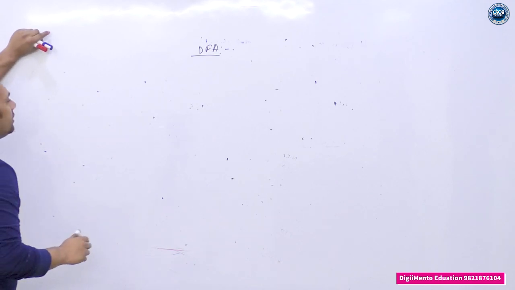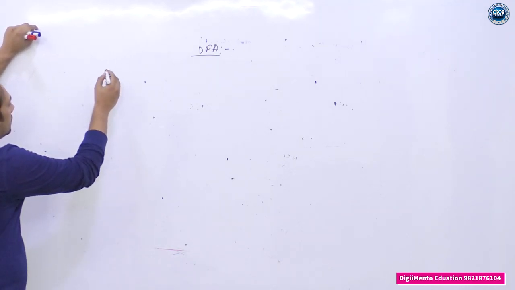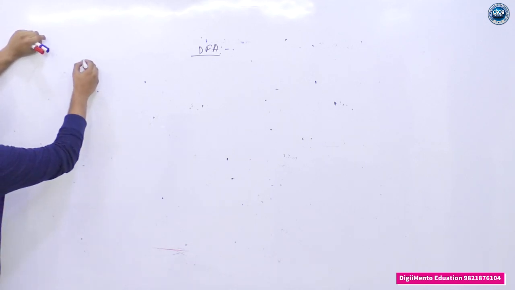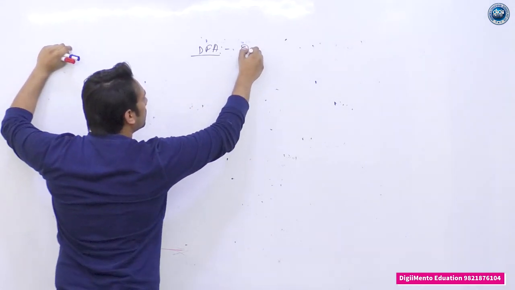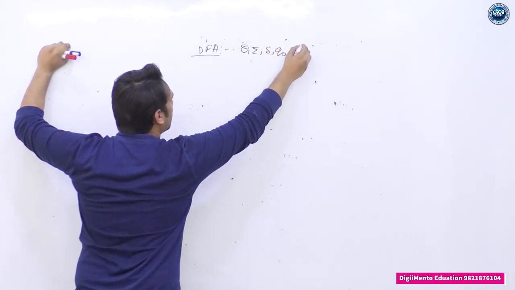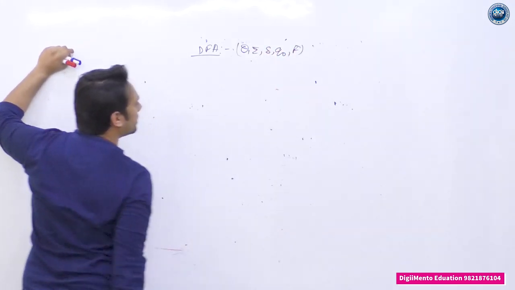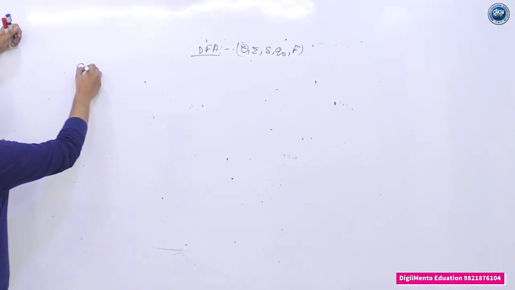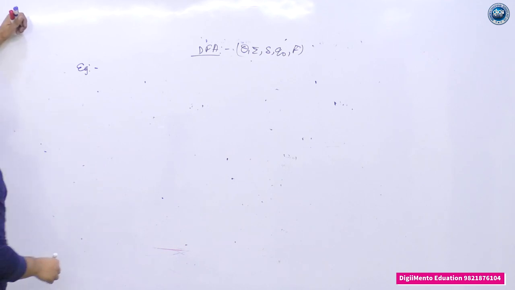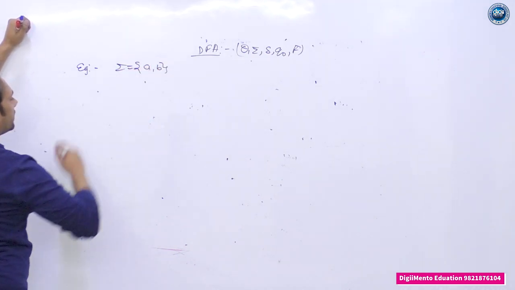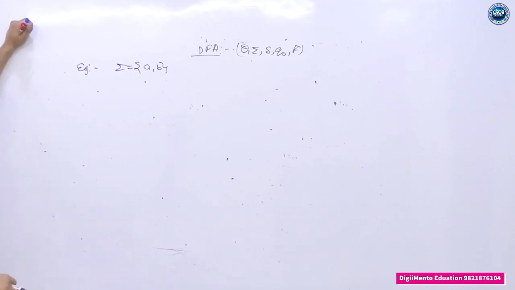So in your DFA, let's understand it with the help of an example, but the definition is Q, summation, delta, q naught and F. Q, summation, delta, q naught and F. Let us try it with the help of an example. Let us say we have a language where summation is equal to {a, b}. That means we have two symbols here. Summation is equal to {a, b}, and we have a language here.